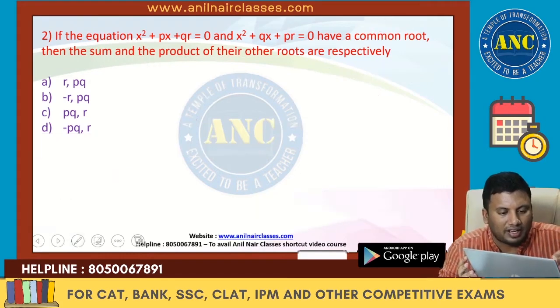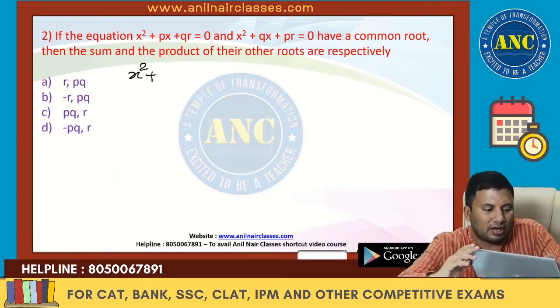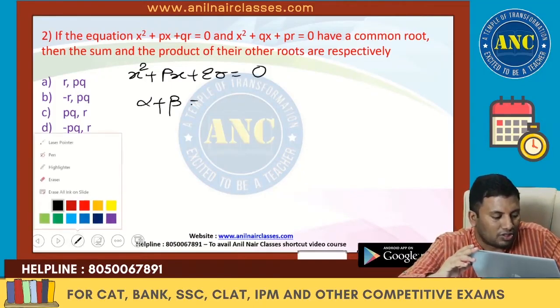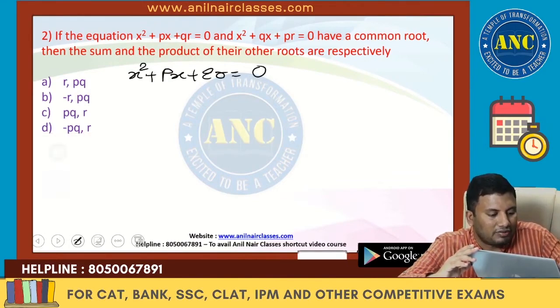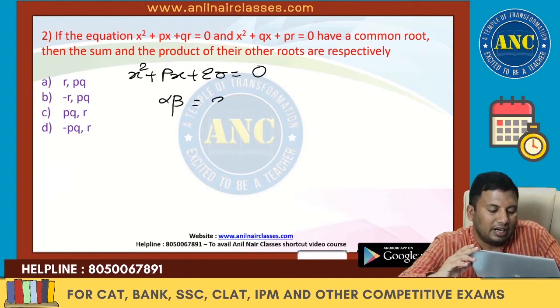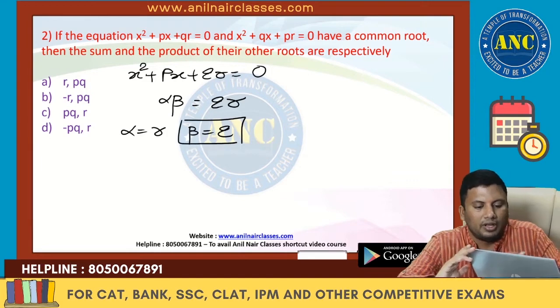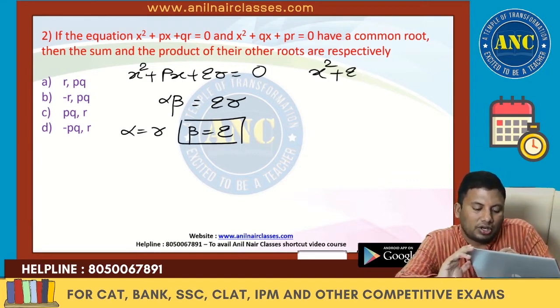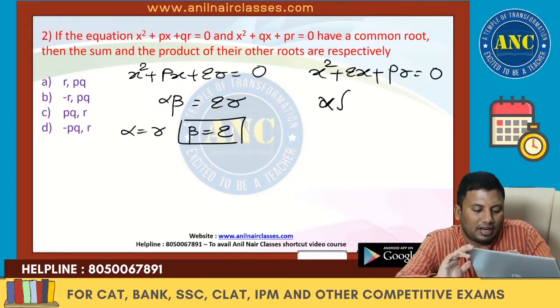Now once alpha is nothing but r, x square plus px plus qr equivalent to 0. The product of the roots: alpha beta is nothing but qr. Alpha, how much we got? We got r. So beta is nothing but q. Similarly, x square plus qx plus pr equivalent to 0. Alpha gamma is nothing but pr, so gamma is nothing but p.